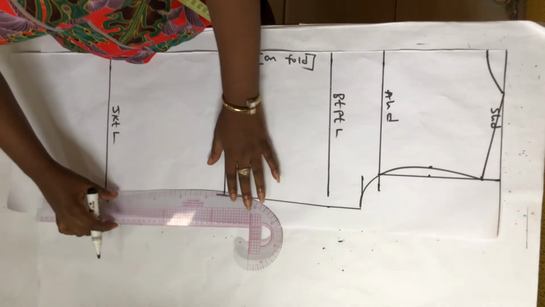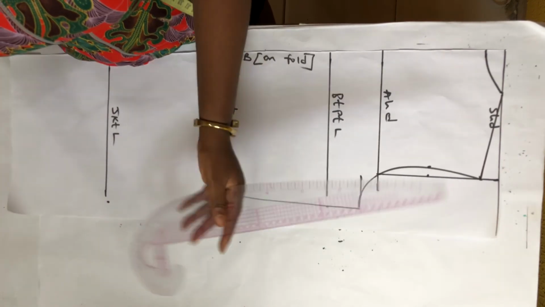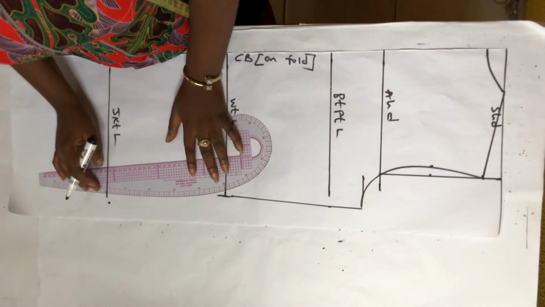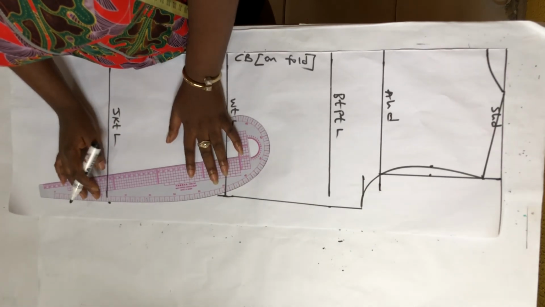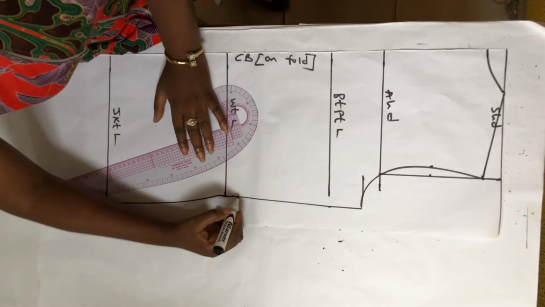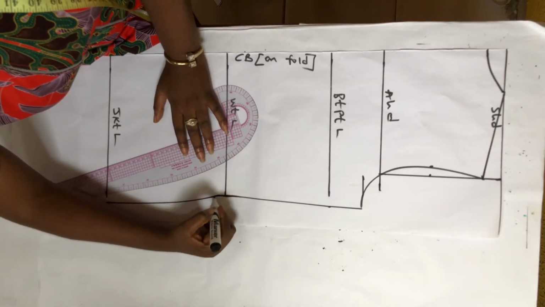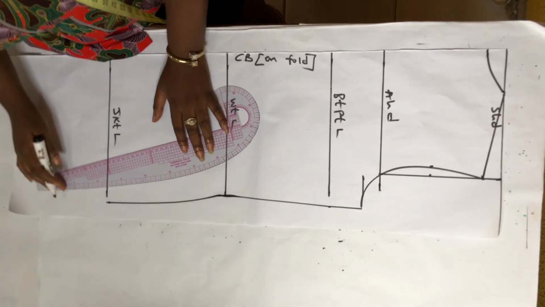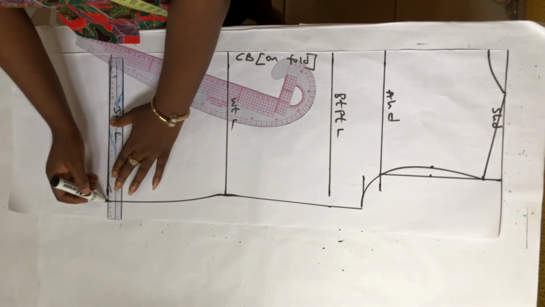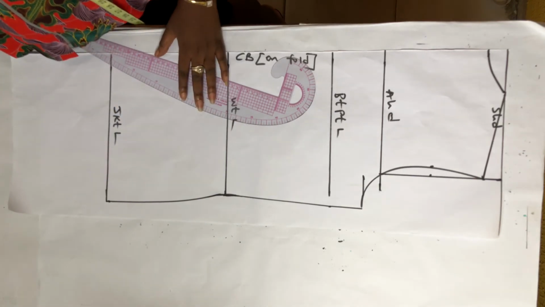I'm going to use my French curve to draw this part. I'm going to draw a light curve here. From the tip of the 0.5 I drew down, I'm going to connect it to the jacket length and use my hand to adjust the curve a bit, because it might look funny because of the 0.5. So I'm going to adjust it.